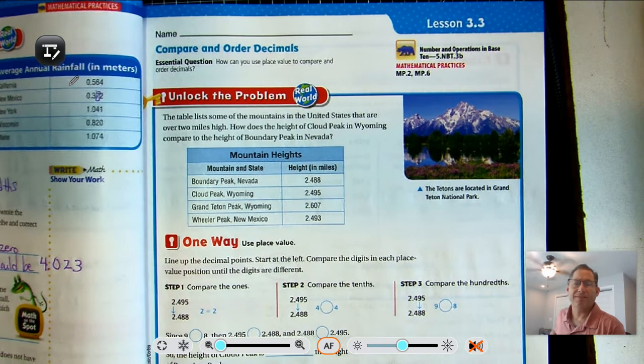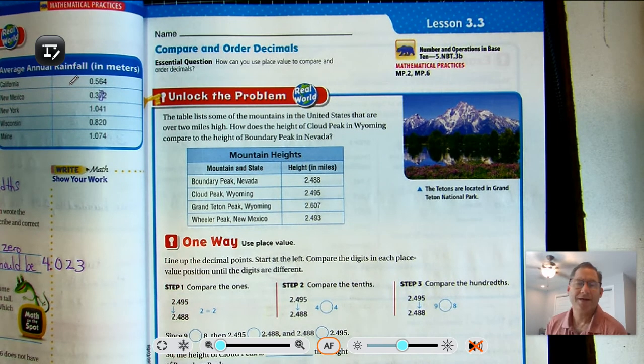Hello, everybody. In today's lesson, lesson 3.3, our topic is compare and order decimals. By the end of the lesson, you should be able to answer the essential question: how can you use place value to compare and order decimals? And we're on page 117 of the fifth grade Go Math textbook.